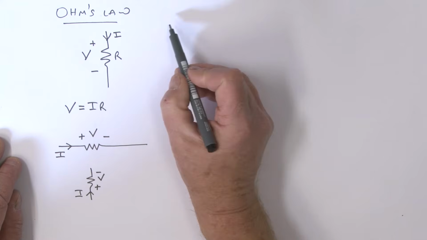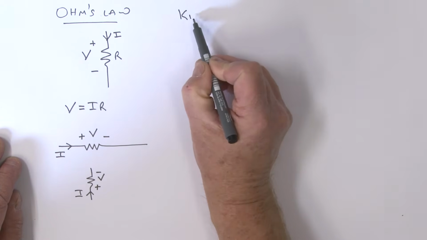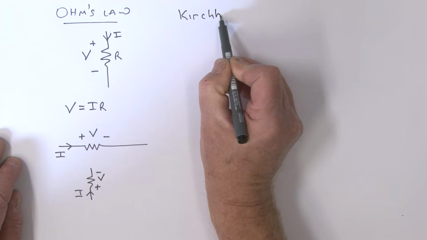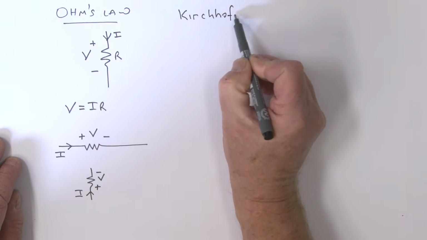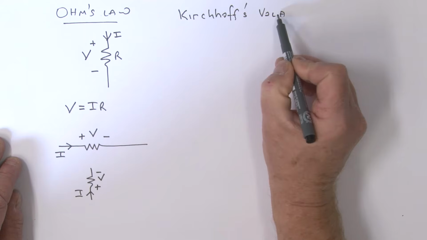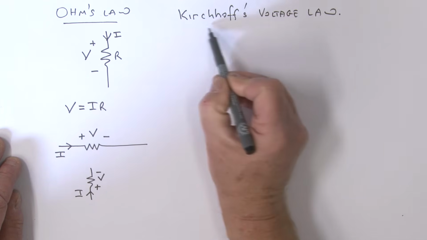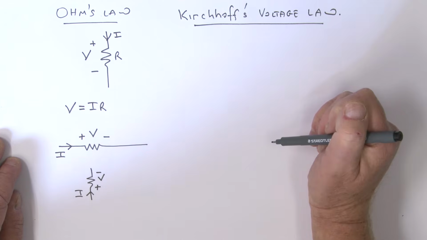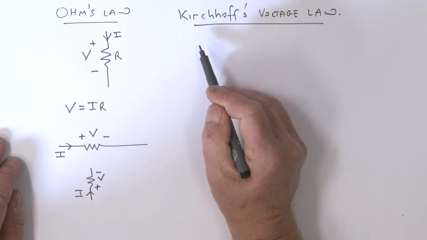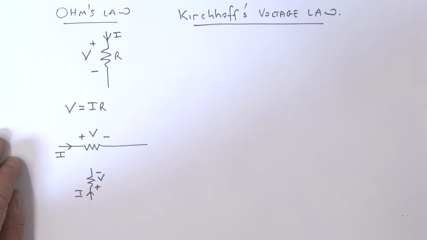Another law which I'd like to talk to you a little bit about, and we'll look at some examples here, is what is called Kirchhoff's voltage law. Look at the spelling here: V-O-L-T-A-G-E, voltage law. All right. Now, what does Kirchhoff's voltage law state? It really says the sum of the voltages around a loop is equal to 0.